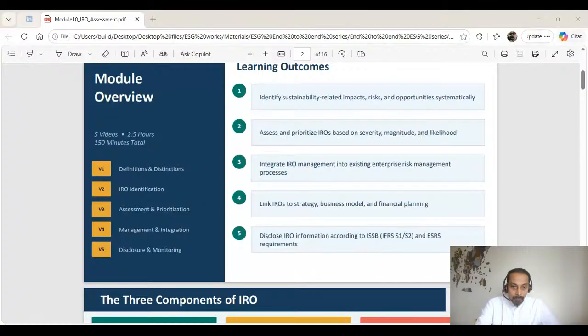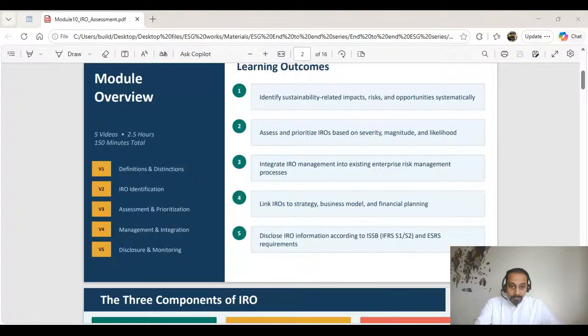So now on the left panel of this slide you can see the 5 video structures, which is just for the overview. We will cover all of it in today's video only. So think of it as a journey. We start with the concept, move into identification and assessment, then management, and finish with disclosures and monitoring. Each video builds on the previous one.